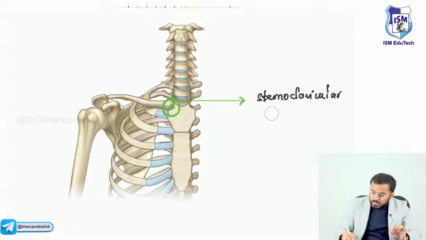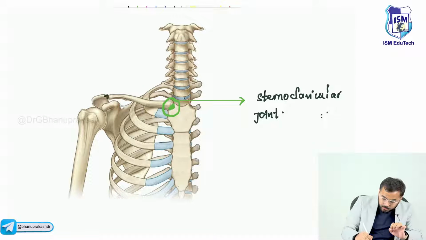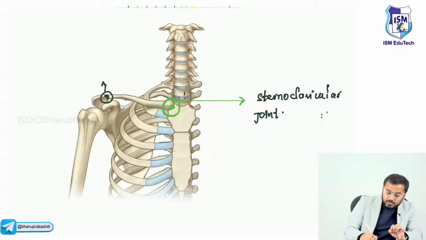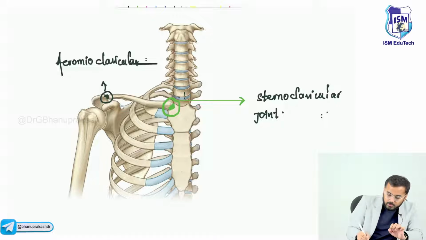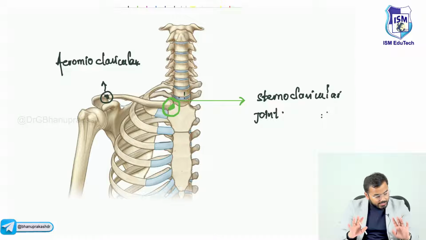Sternoclavicular joint. So guys, just ignore these lines, okay? The joint formed between the acromion process and the clavicle over here is called the acromioclavicular joint. So I hope you're clear till here. One is the sternoclavicular joint, another one is the acromioclavicular joint.